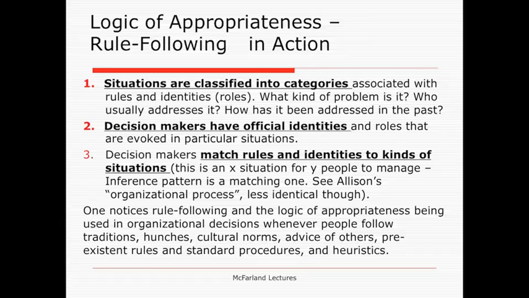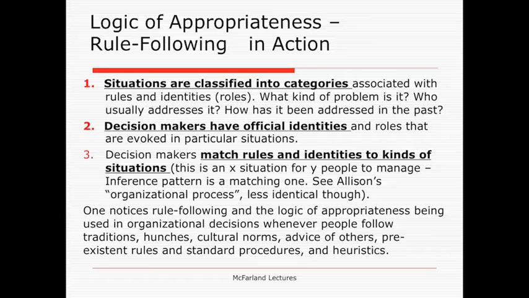Now, this is akin to the inference pattern of matching that Graham Allison talks about in his case. So it's like the organizational process model he describes. But it's not identical, of course, but they're similar. So as you read through those, you'll see the similarities.